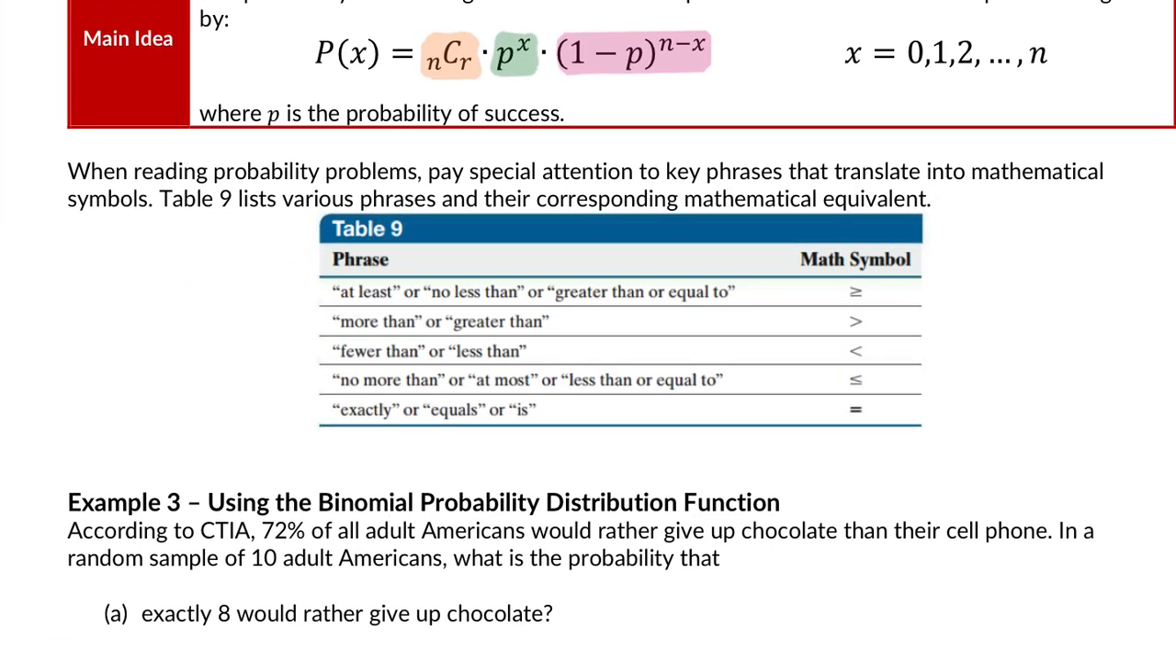When reading probability problems, you're going to need to pay special attention to key phrases that translate into mathematical symbols, and people get these wrong all the time. If it says "at least," that's actually the symbol greater than or equal to. So when you see these qualifying phrases, not necessarily the obvious "is" or "equal to," maybe check this chart to make sure you're using the right way of the inequality sign.